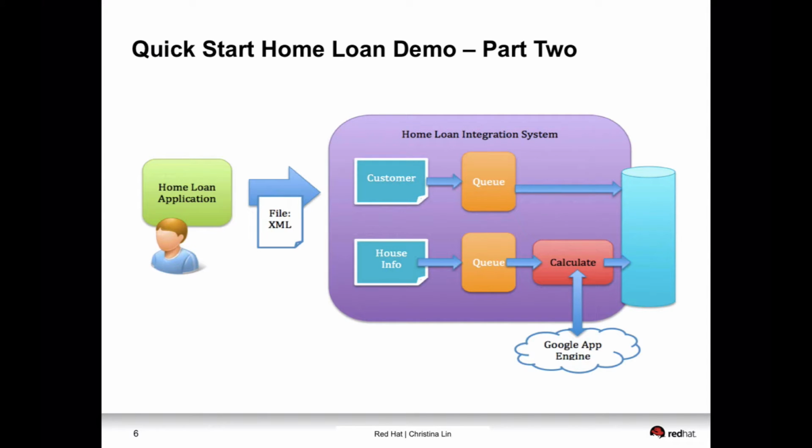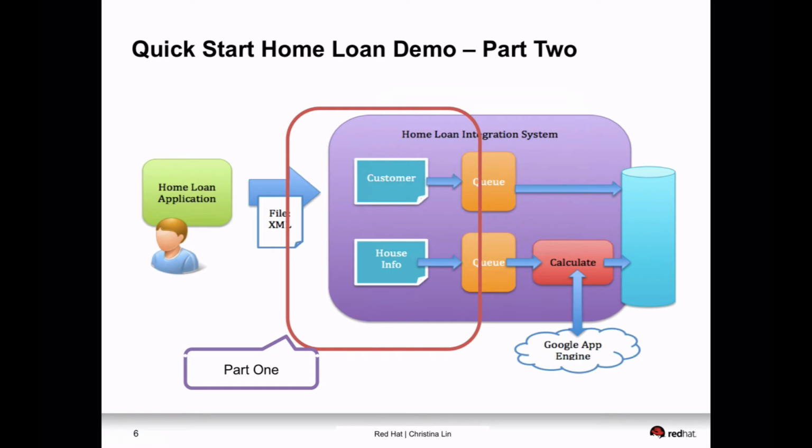So our demo, this is the second part. This is a home loan demo that takes in information from the other applications, from the other vendors. They're sending the customer information and the house information into our integrating system. And we pick up this information and we are going to further process it. The first part of our demo is that we took the XML file and put it in the queue, and we did some calculations before that. So this is already done in part one.